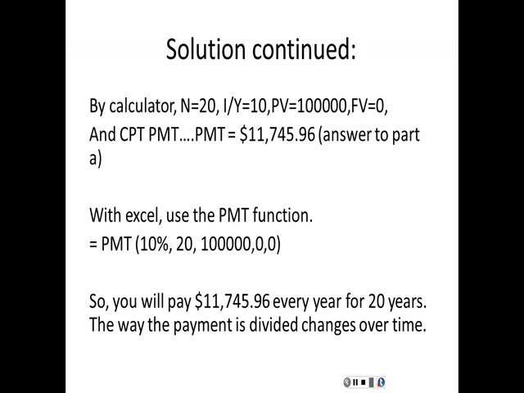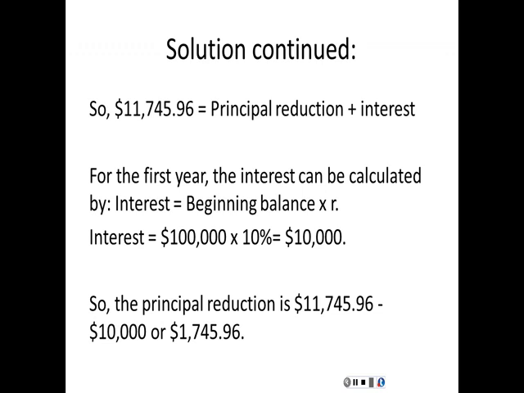Now when you solve this on your calculator, you probably got a negative $11,745.96. This is just the calculator telling you that you're paying for this loan. Now for the 20 years, $11,745.96 is what you will pay every year. Now every year, part of that goes to principal, part of it goes to interest.